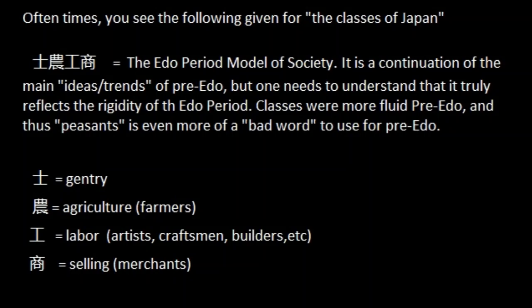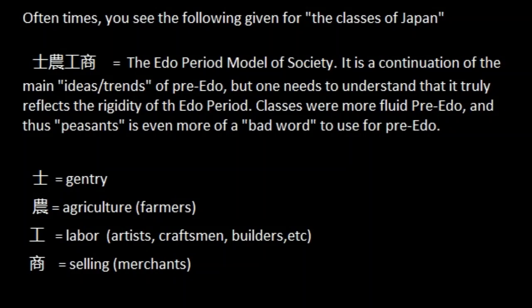No video about the peasants of Japan would be complete without going over the Edo period class model of society. The Edo period model of society is nothing more than a continuation of the main ideas and trends of pre-Edo Japan. But one needs to understand the rigidity. See, pre-Edo classes were very fluid, and that's why using the word peasantry is a poor choice of word to discuss the citizens pre-Edo, right?